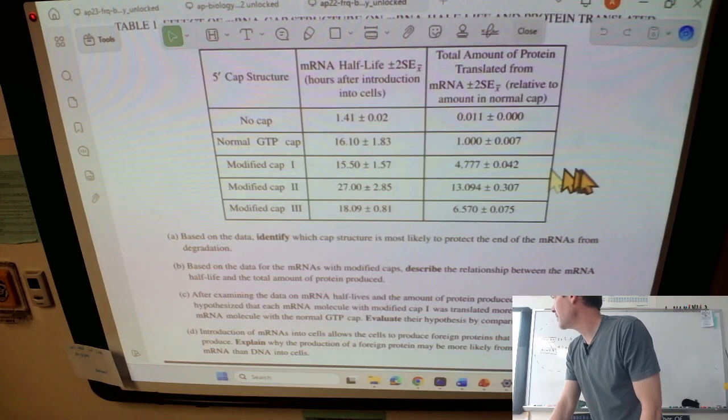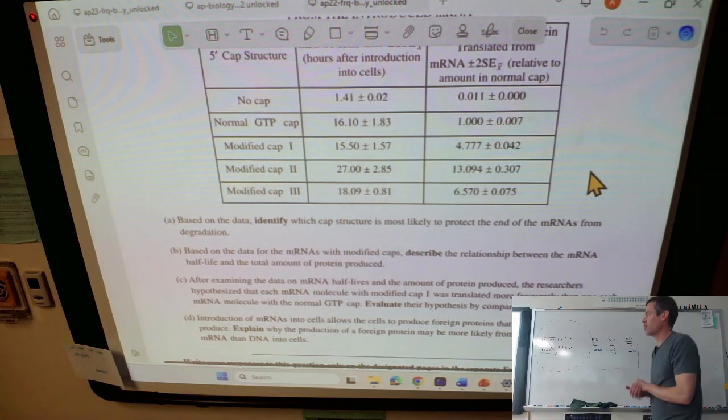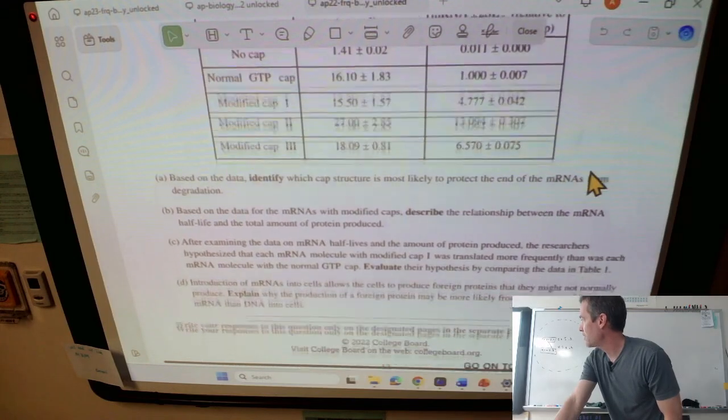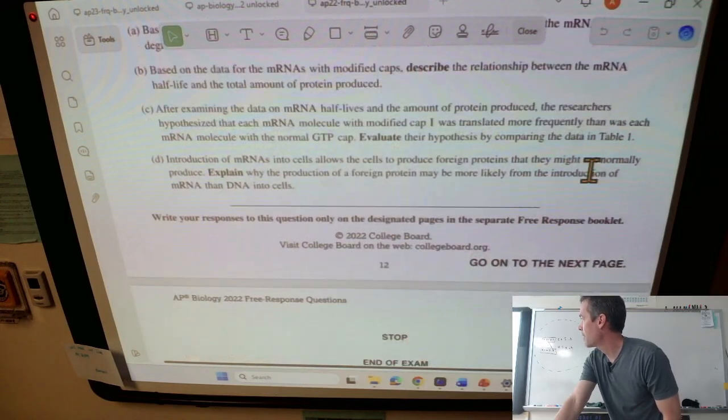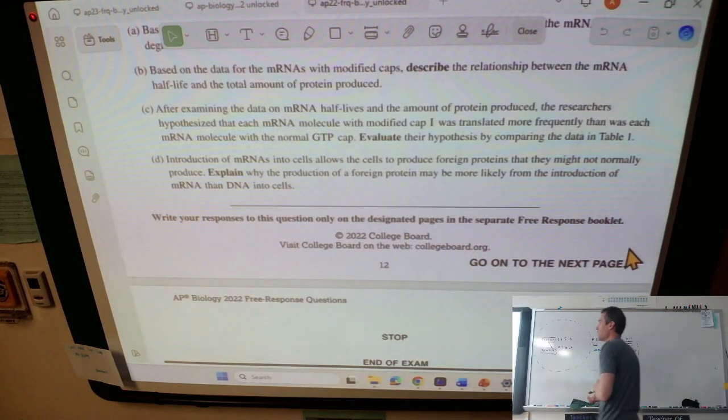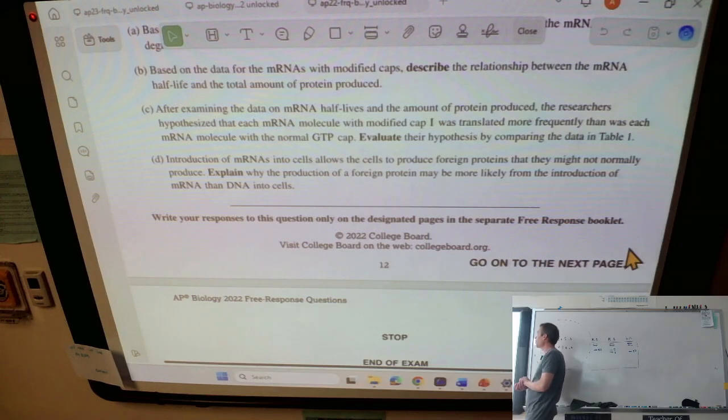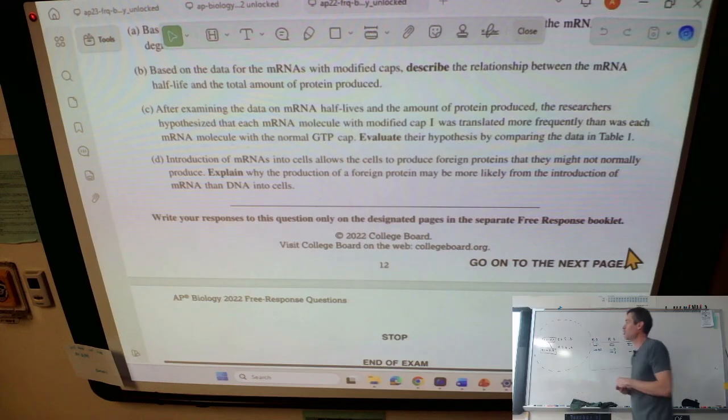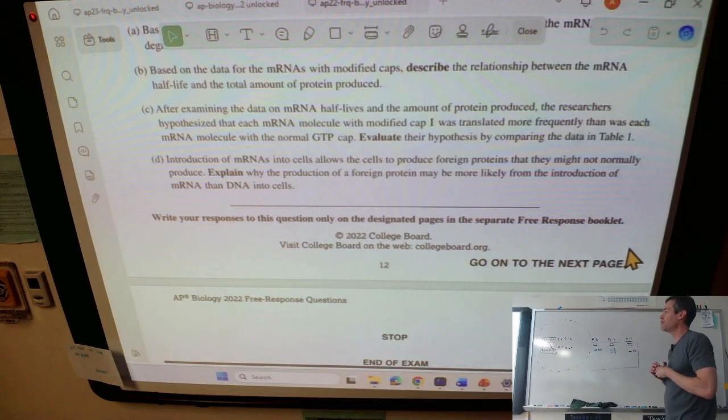All right, D. Introduction of mRNAs. Actually, I don't think we need the data table at all for this part. So introduction of mRNAs into cells allows cells to produce foreign proteins that they might not normally produce. Explain why the production of foreign protein may be more likely from the introduction of mRNA than DNA into cells.